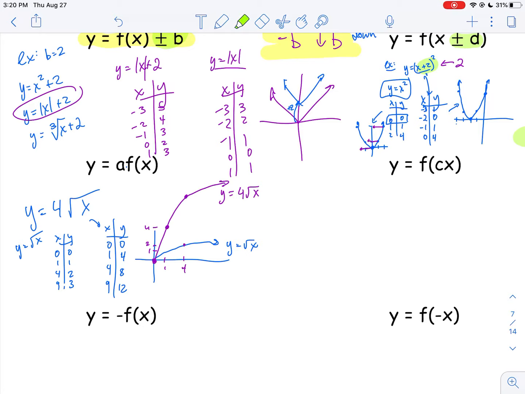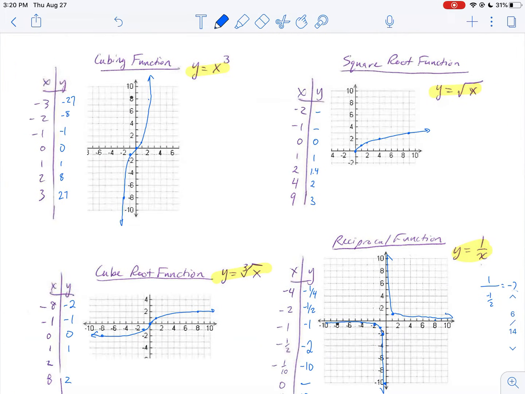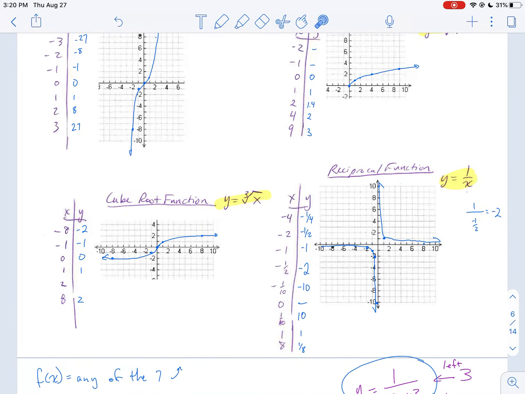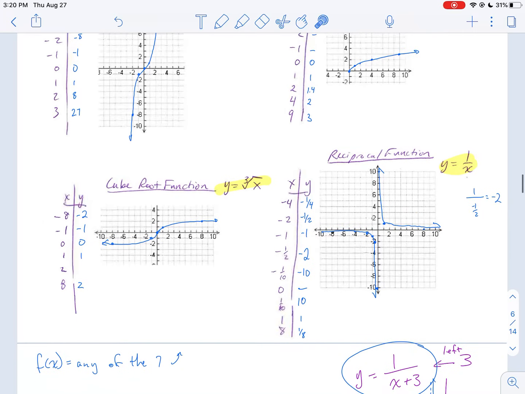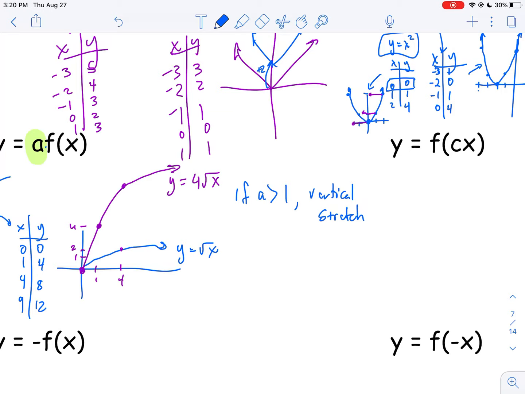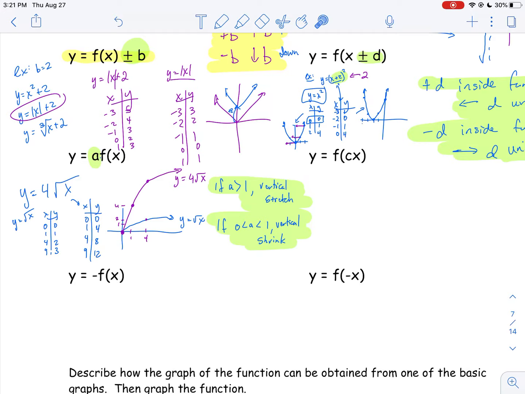And so here, when a is a number greater than 1, we're going to have a vertical stretch to our graph. So it'll be these basic functions only stretched out, up and down this way maybe, or up and down this way maybe. But if a is between 0 and 1, it's going to be a vertical shrink. And hopefully that makes sense to you, that this multiplying by a is just going to take the y values and multiply them, and so it's going to stretch them out.